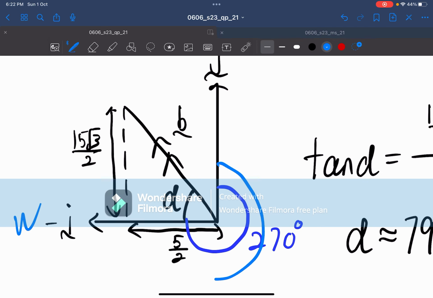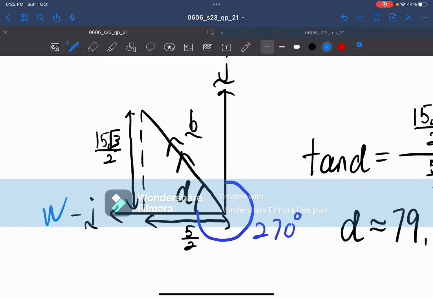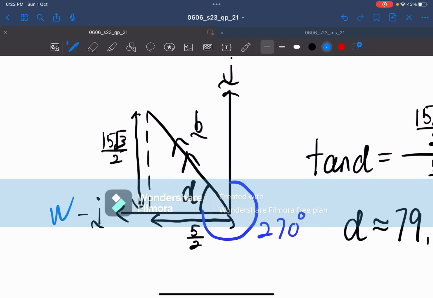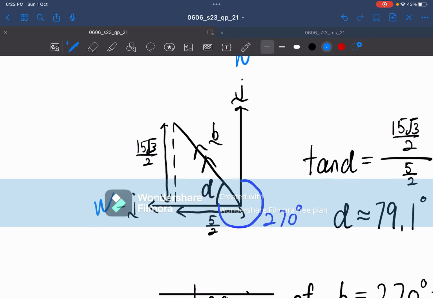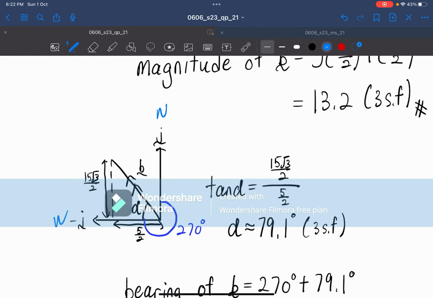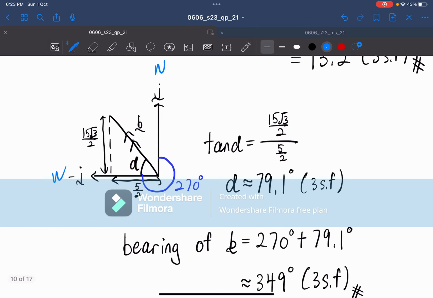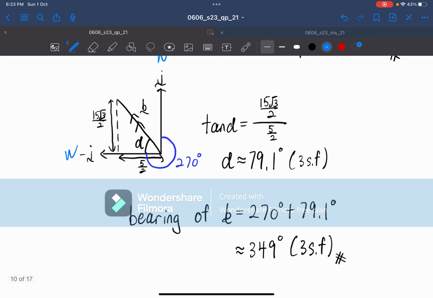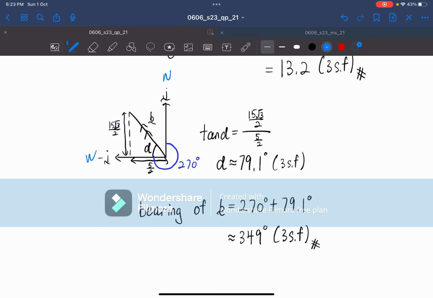We already know that this region right here is 270 degrees, right? Because it already covered 75% of 360 degrees. So what we just need to find left is just what alpha is. So that's what I did using trigo. And tan alpha is this, then you can get alpha to 3 significant figures. And that's how you get it. So the bearing would just be 270 plus 79.1. Rounded to 3 significant figures, you get 349. And that's how you do it.